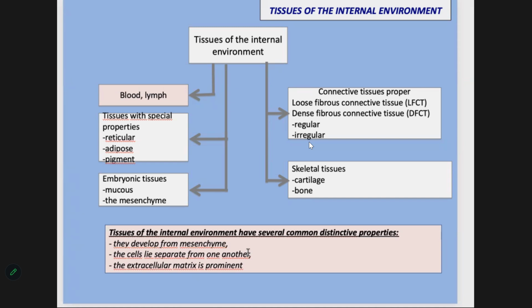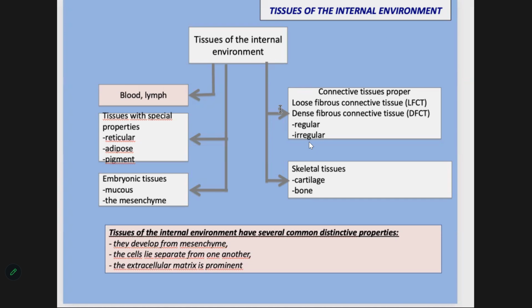Next characteristic, cells lie separate from one another. There is a large distance between the neighboring cells of this kind of tissue. And the extracellular matrix is prevalent, is prominent. The volume of extracellular substance is bigger than the number of cells in all tissues of internal environment.